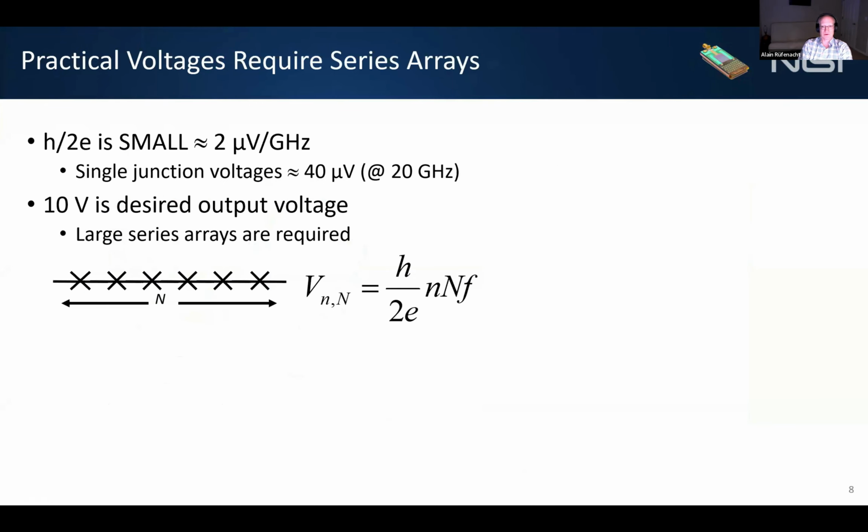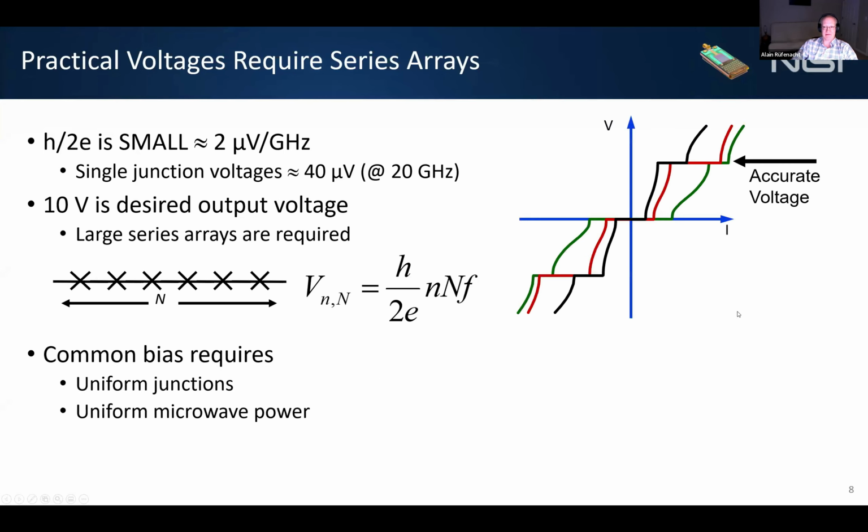So let's go to Josephson voltage standard in general. The effect is small. Each junction provides about 2 microvolts per gigahertz. So if you have a single junction biased at 20 gigahertz, you only get 40 microvolts. The practical voltage we want to achieve is about 10 volts, so the only option is to have multiple junctions in series. In this case, we can multiply the voltage.